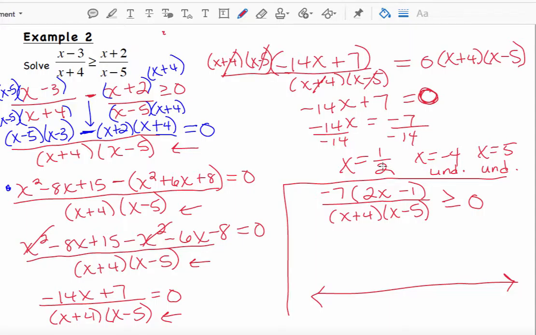And I'm going to put the numbers in order on the number line. We have negative 4 first, then we have a half, and then we have the 5.